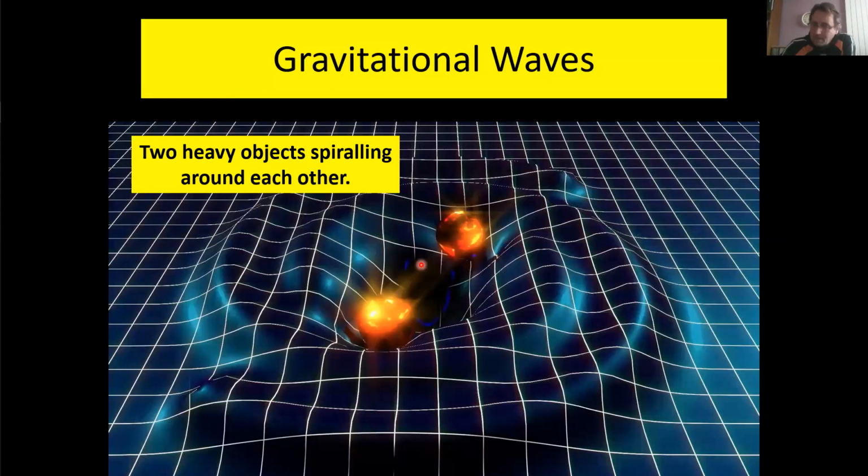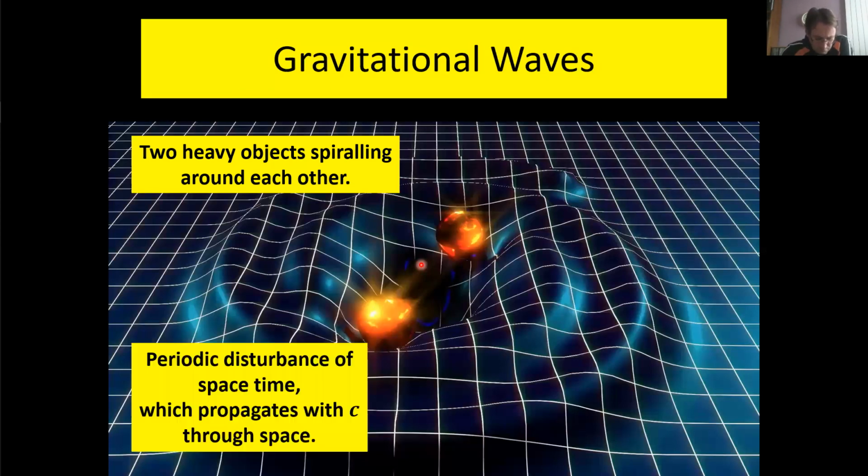But obviously, in order to detect something, the masses must be big. It's not enough to have two guinea pigs running around each other. It also causes gravitational waves, but this is there. So, if we have this emission of gravitational waves, we have this periodic disturbance of space-time. And according to Einstein, it propagates with the speed of light through space.